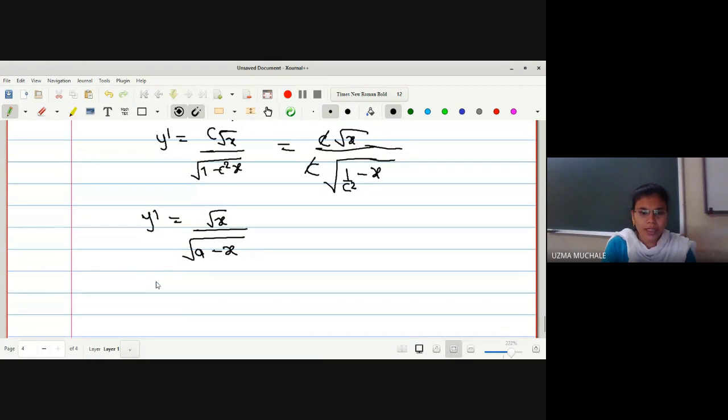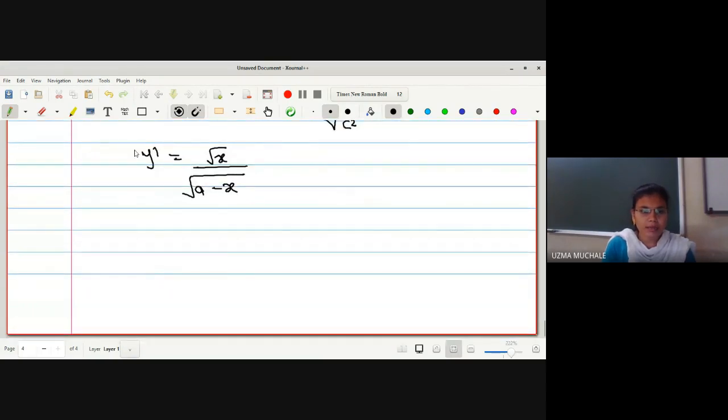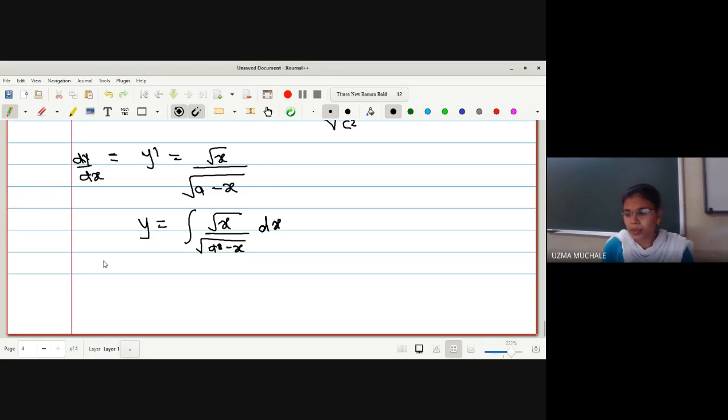Now in the next step, y dash is nothing but dy by dx, so we will integrate with respect to x. Integrating with respect to x, y is equal to the integral of under root of x divided by under root of a minus x dx. We are going to integrate with respect to x. After that, by using substitution, we have to solve this integration.